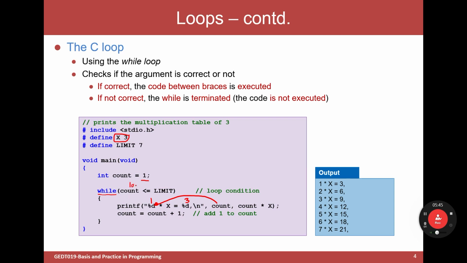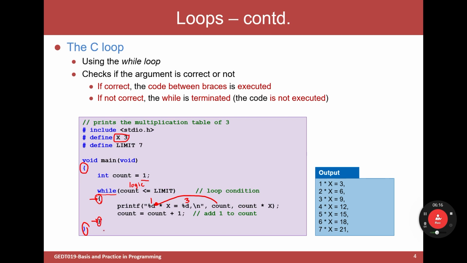What kind of logic? We put something here. While means repeat. Repeat what? Repeat anything between these braces, from here until here. Be careful now, there is a new brace here, different from the main function braces. So the main starts here and finishes here. The while loop, the block, starts here and finishes here.